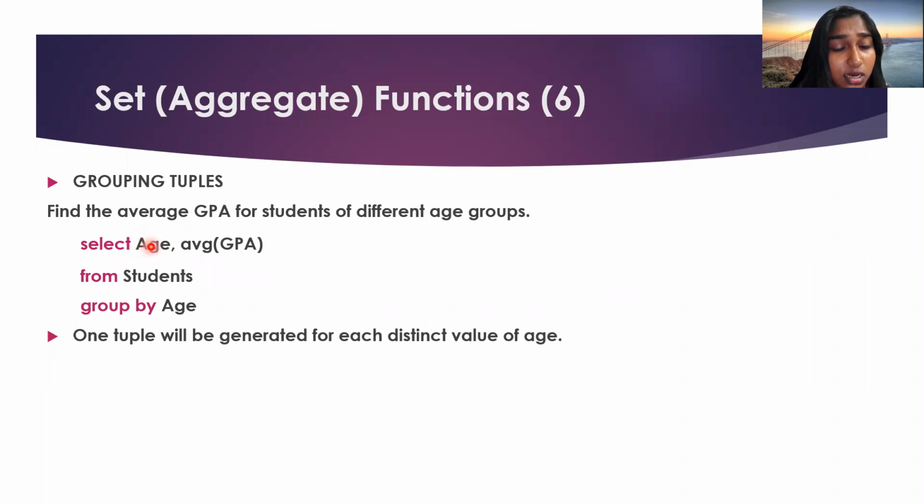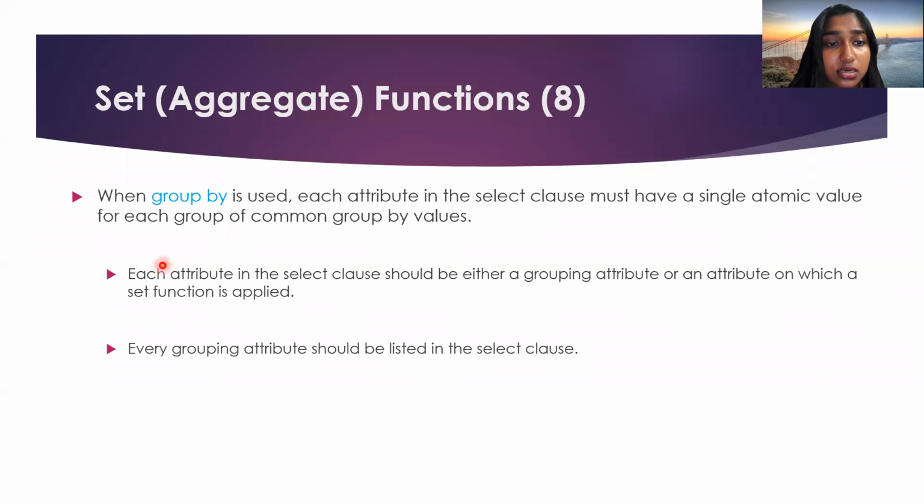So the select clause should have either a grouping attribute, which is age here, or a function applied on an attribute. Average is the aggregate function, and we are applying the average set aggregate function on the attribute GPA. So that is the first point.